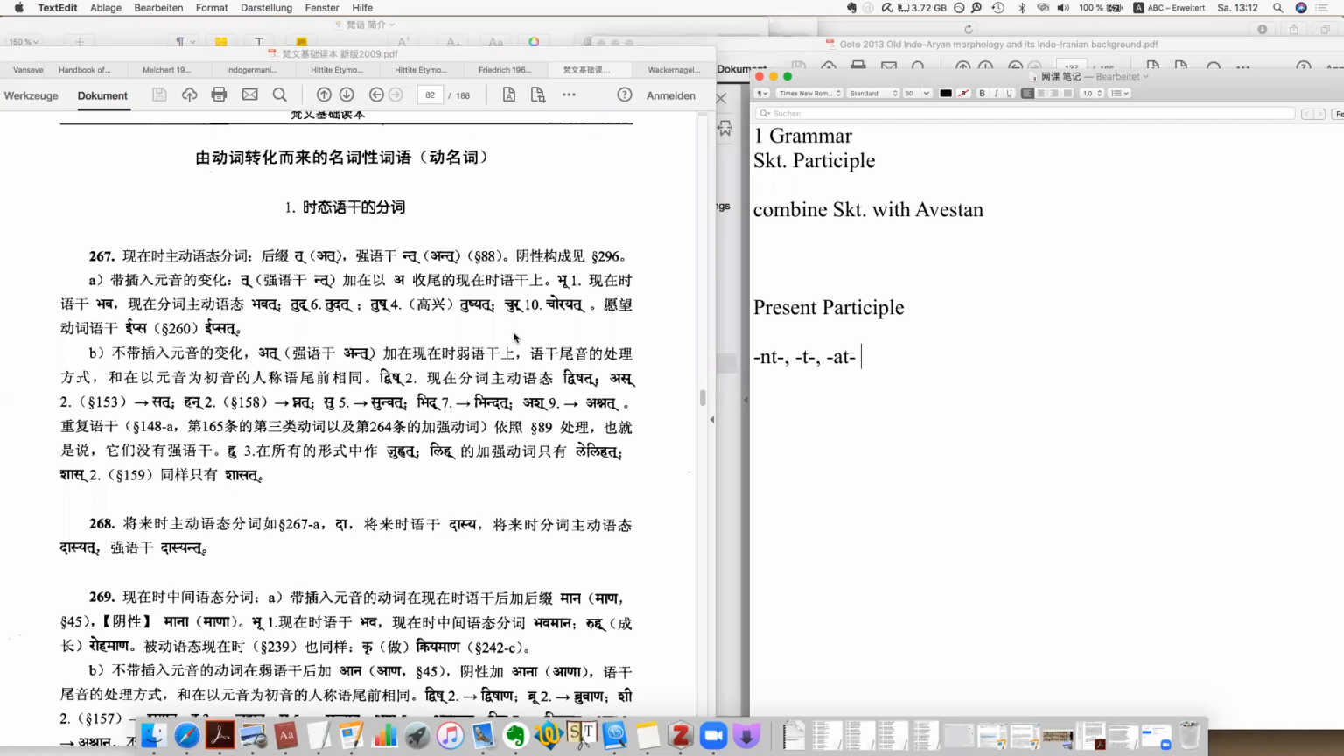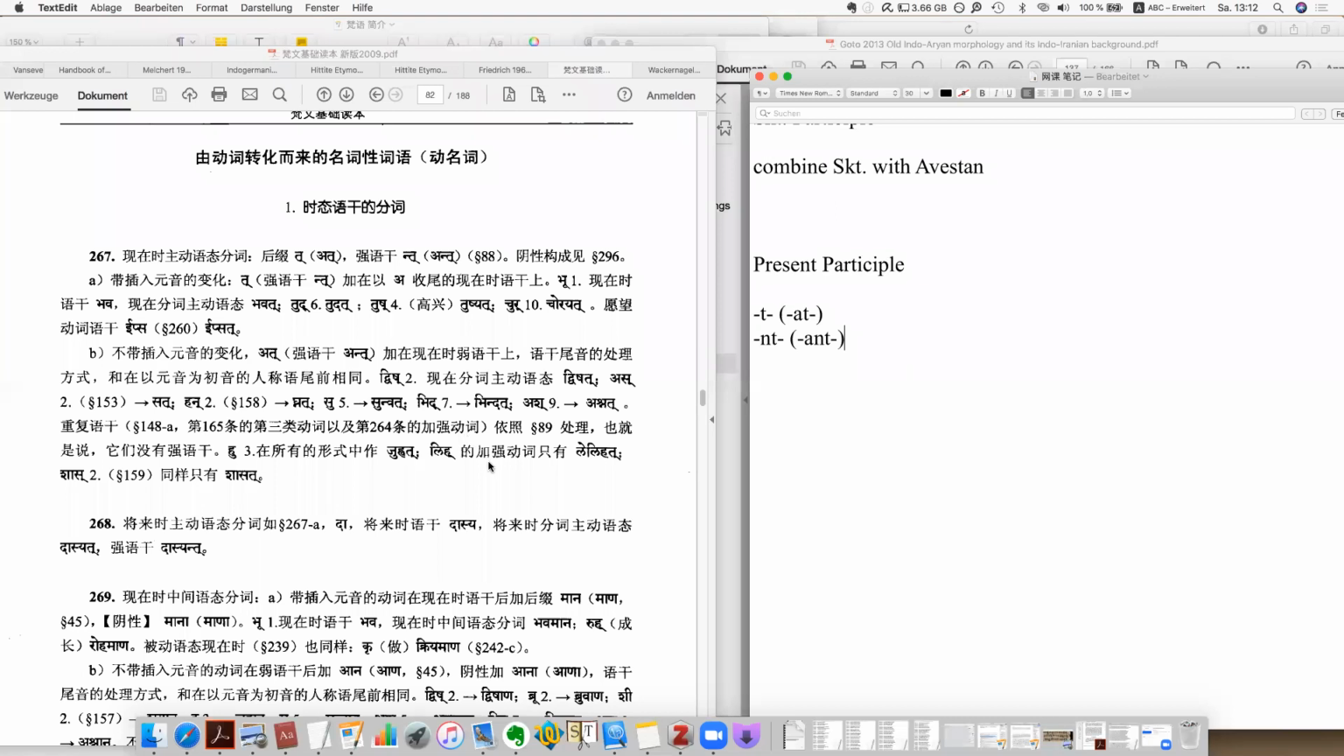Okay, so you have the information here. This is a suffix t, but in the bracket, there's another form called at. So you find it like this, right? And also, you have the strong forms like ant, right? Ant, yeah. And then you have another form like this one.